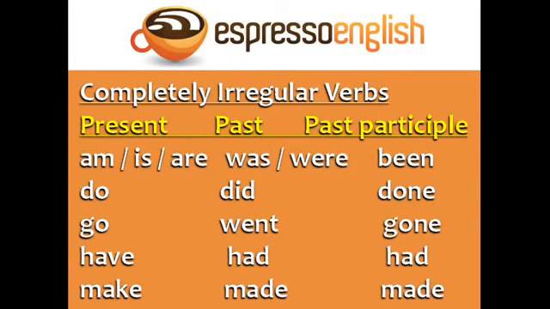Finally, we have the completely irregular verbs. These verbs don't follow any specific pattern, so you just need to memorize their past and past participle forms. The verb to be is am, is, or are in the present, was or were in the past, and been in the past participle. Do, did, done. Go, went, gone. Have, had, had. Make, made, made.